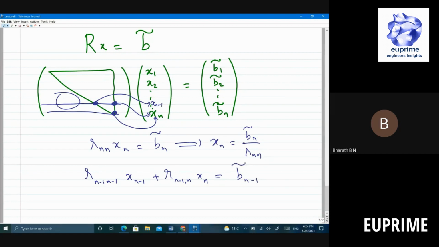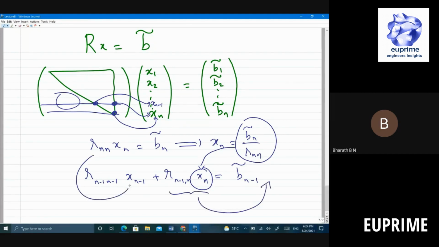I know xn, so I'll substitute it here and I'll get a number. I know R(n-1, n), multiply that, take the entire thing to the other side, and divide by the diagonal entry. So I'll get x(n-1). You can do this recursively, and it's as simple as that. You don't need to find the inverse of a matrix and all that. It's computation-wise straightforward. That's why QR decomposition is pretty easy.